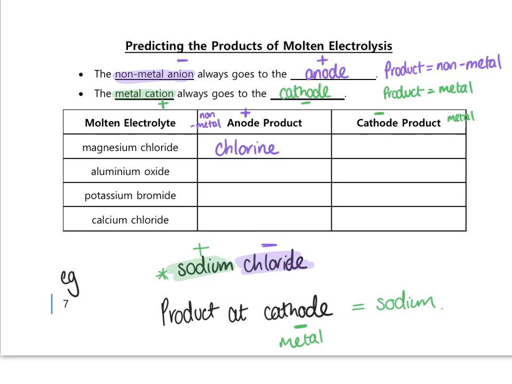What's then formed at the cathode? Well, it's the metal that's formed at the cathode. So in this case, it would be magnesium. And we say it's the same thing each and every time. The non-metal is always formed at the anode. The metal is formed at the cathode. So what I'd like you to do is pause the video and try and fill out the rest of this table, and then play the video again just to check that you're correct. So pause the video now and try to fill in the rest of this table.